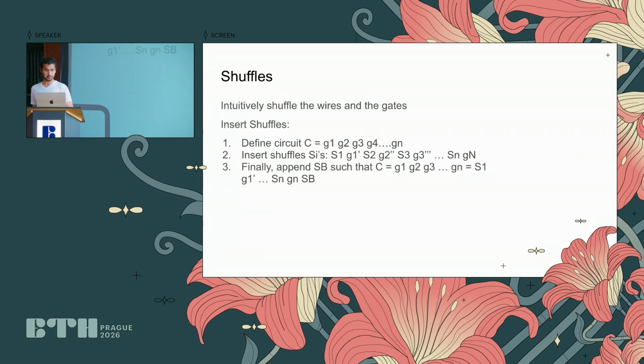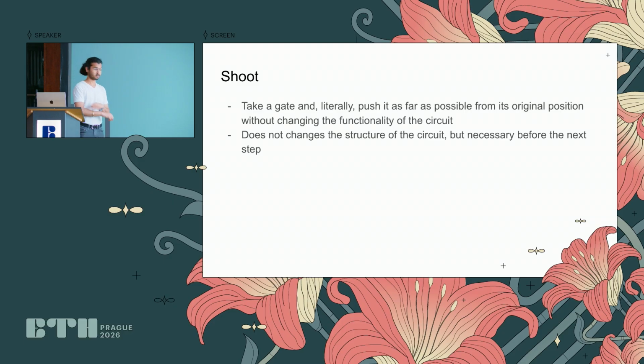Okay. Now, we come to shuffles, which is the first step in the loop. I'm going to describe 4 steps, and we do them repeatedly for 3 to 4 times. Shuffles. You can think of shuffles intuitively as shuffling the wires and shuffling the gates. To be more specific, this is the method. I can go through this, but it would take time. But intuitively, you can think of it as shuffling the wires together and shuffling the gates together, making sure that the functionality remains the same.